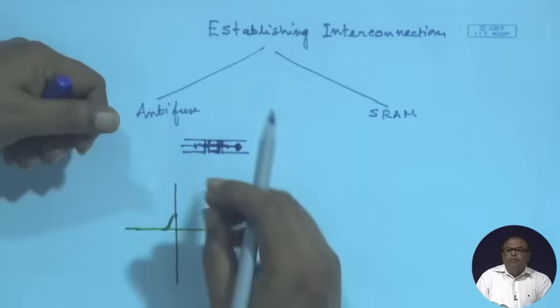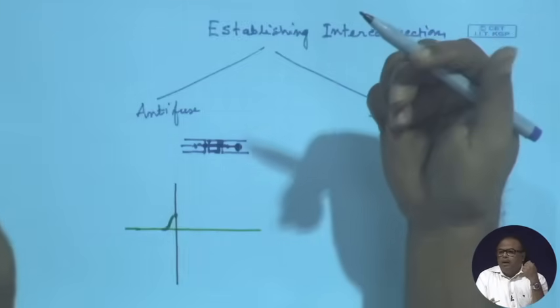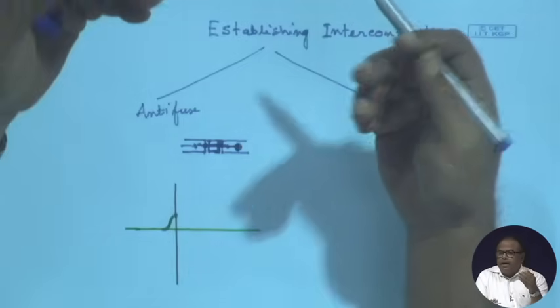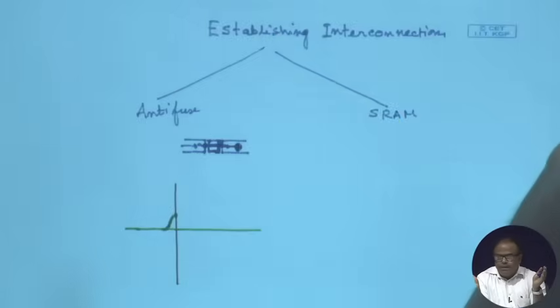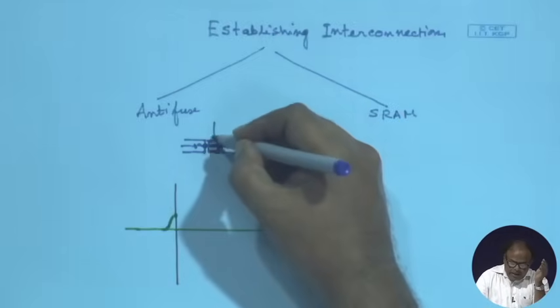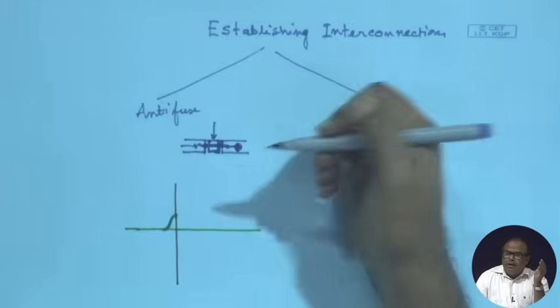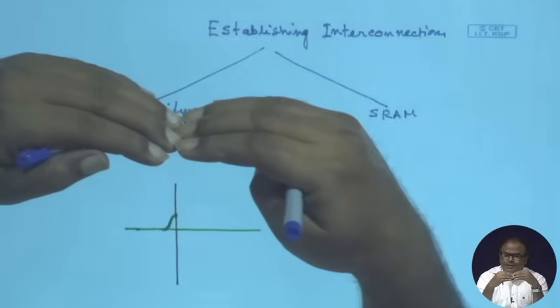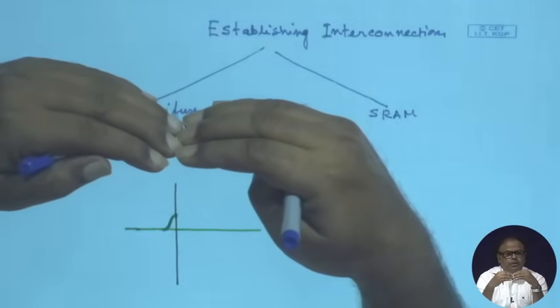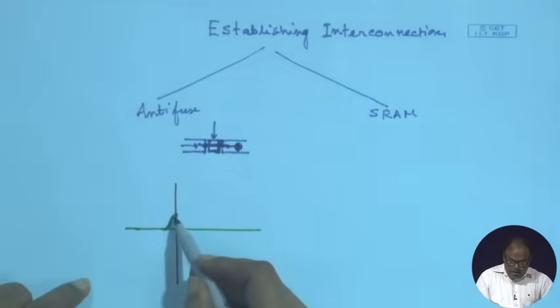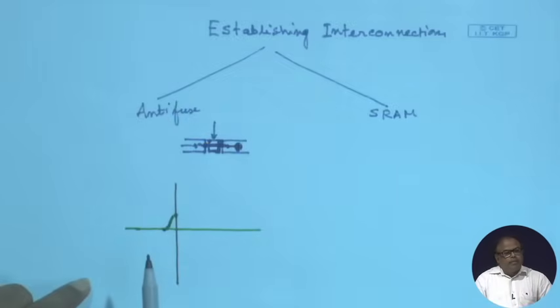All right. A fuse wire, what happens? When high current goes, the fuse wire snaps. Here, when I apply this, it actually joins these two. That is why it is called antifuse. Okay. This is one way it can be done.